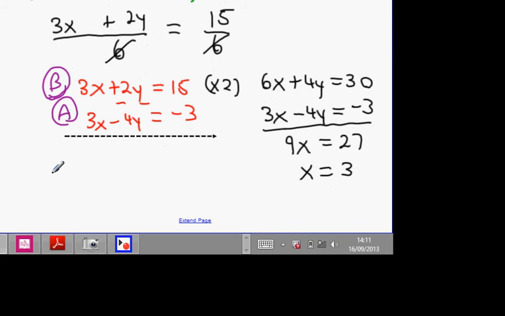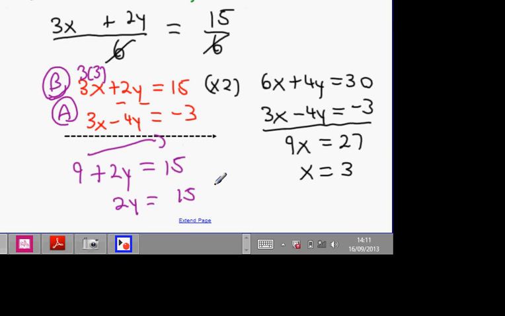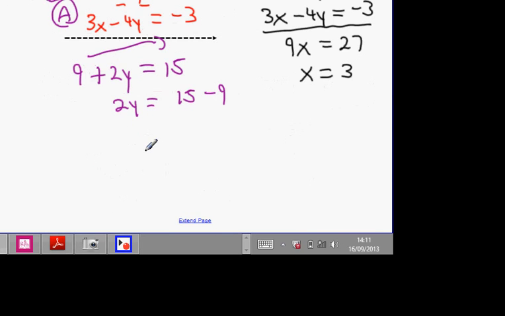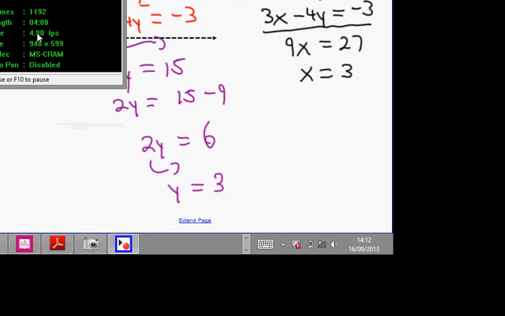So we're going to get 3 times 3 is, anybody? 9. So that changes into a 9, plus 2y equals 15. 9 plus 2y equals 15. Bring over the 9. 2y therefore must be equal to 15 minus 9, which is 6. Then bring down the 2 and we get y equals 3. x equals 3, y equals 3.